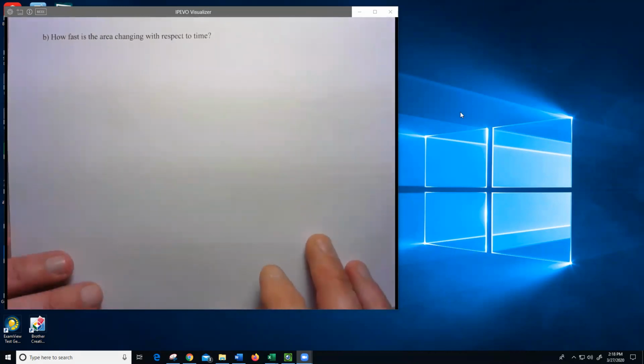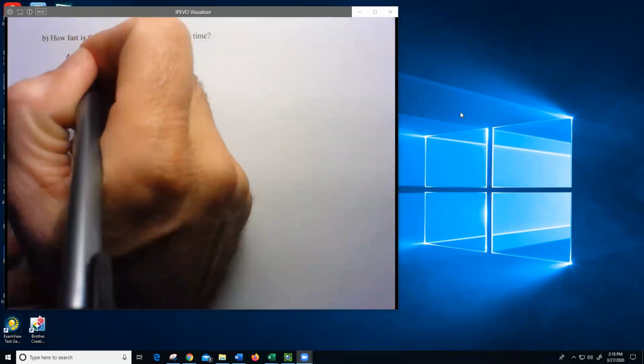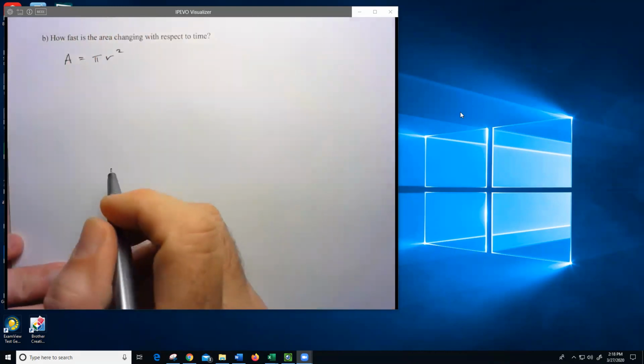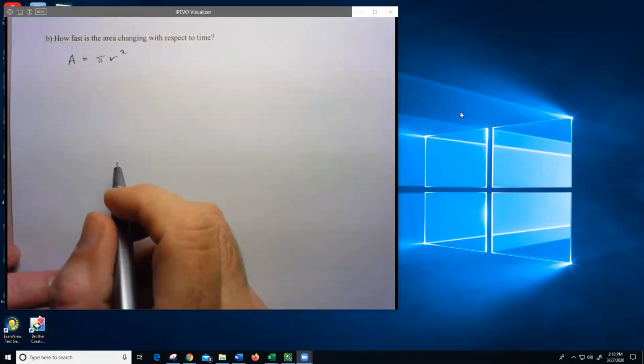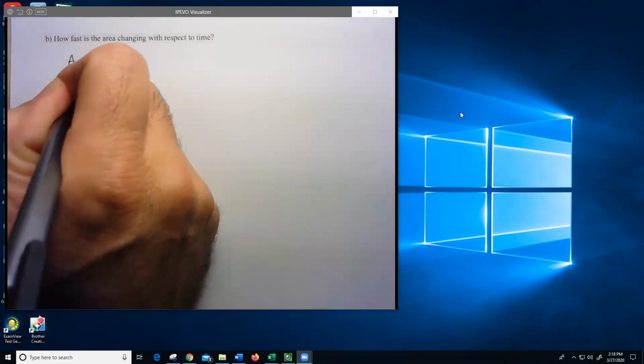All right. So if I do the same thing here, because I have a formula for A with respect to r, A is equal to pi r squared. So again, I'm going to take the derivative with respect to t of both sides.